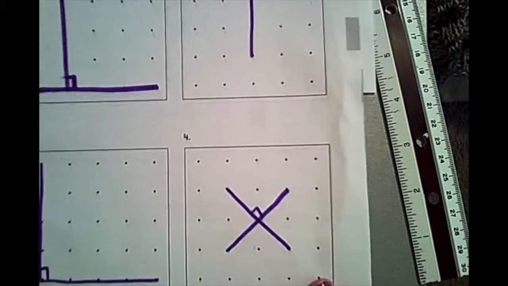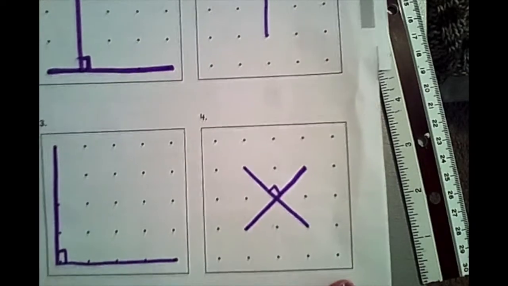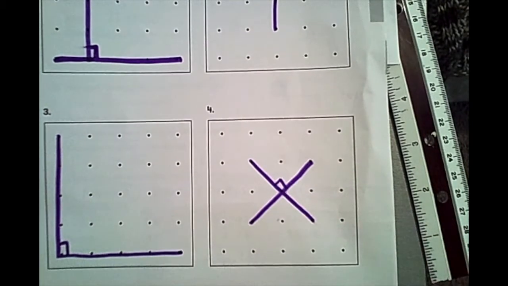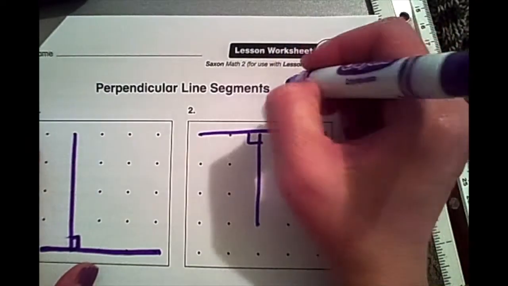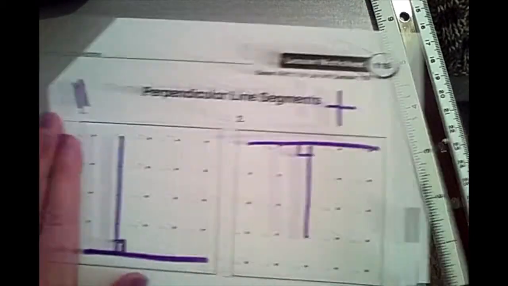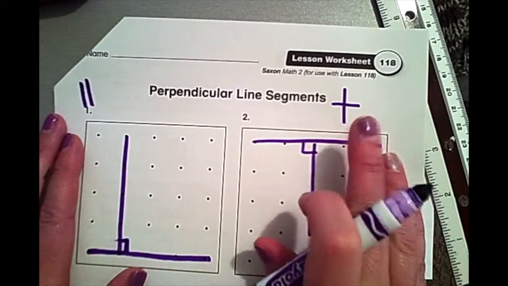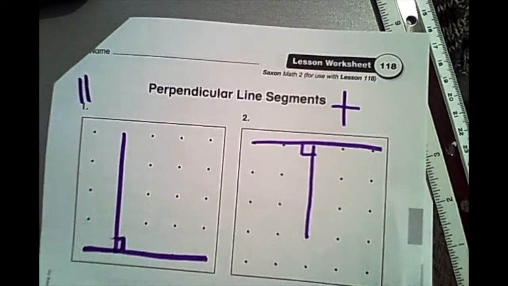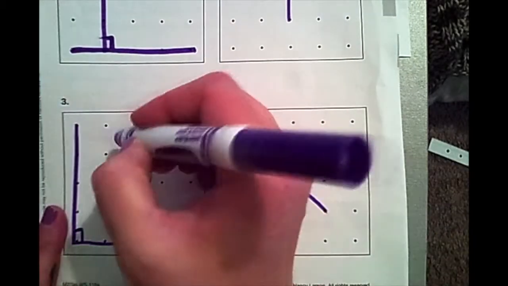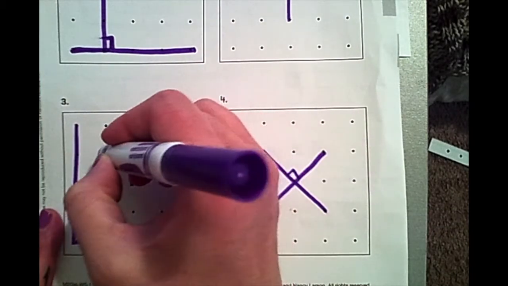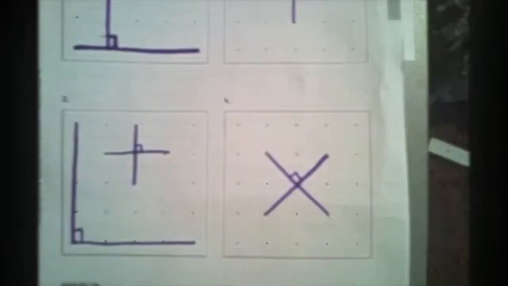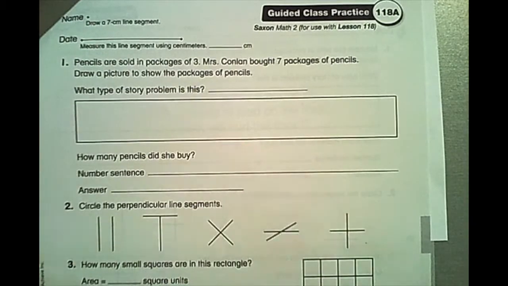Okay, so when we look at our paper today, you're going to get a chance to circle perpendicular line segments. Okay, perpendicular. And remember, parallel is like this, and that's not what we're talking about today. We are talking about perpendicular. So if you want, you can try your own perpendicular line here. If you want, you can use some of these and try your own perpendicular line. Okay? If you have any questions, let me know. Okay, we're going to start on our lesson 118.